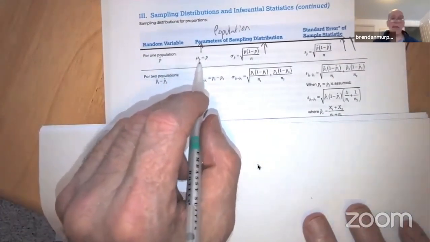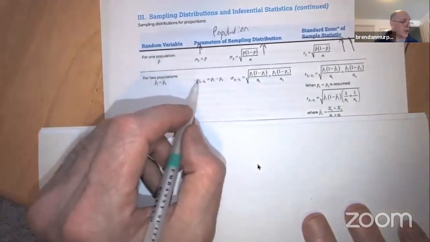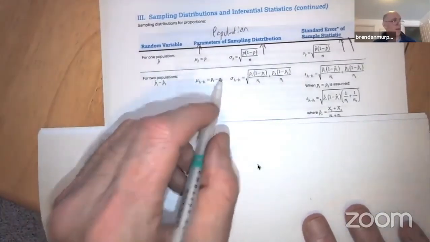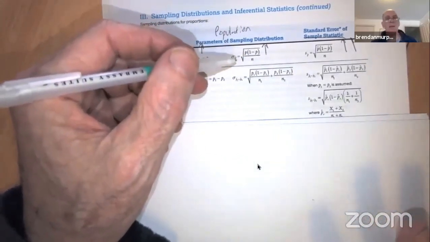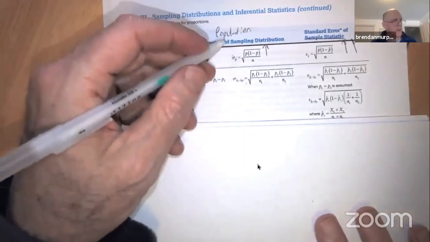Mu of all the p hats is equal to p, and that's for one sample. For 2 samples, mu of p hat 1 minus p hat 2 is p1 minus p2. If we know sigma, which sometimes we do and many times we don't, we could use those two formulas for the standard deviations. But many times we don't know sigma.